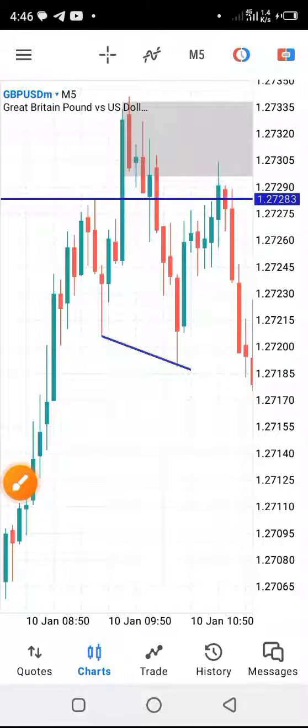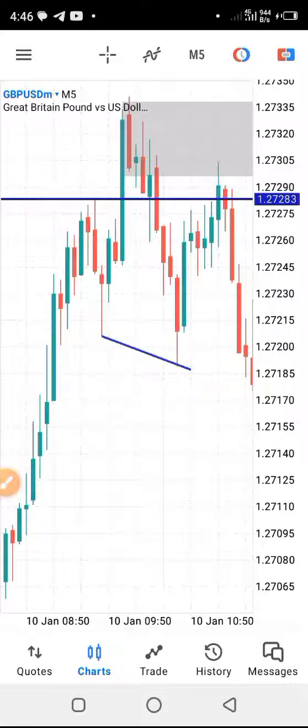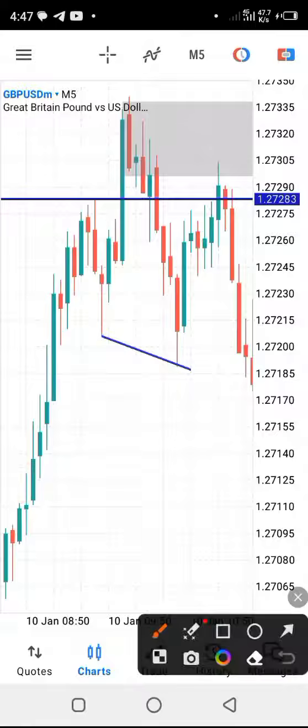So as promised, I want to teach you the advanced version of the Quasimodo technique. Basically, the advanced version of the Quasimodo technique is just the Quasimodo in addition to supply and demand zone. So you're trying to combine supply and demand trading strategy with Quasimodo. I have a Quasimodo example already on the charts.